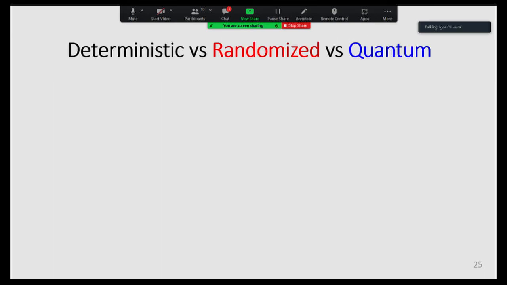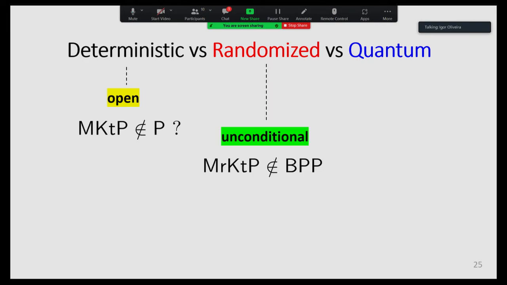All right, I'm almost done. Let me just make a comment about deterministic versus randomized versus quantum. This is an open question: MKTP is not in P. So in this deterministic world, this looks hard to solve. Once we move to the realm of randomized computations, we have an unconditional lower bound. We know that for MrKTP, this problem is not in BPP.